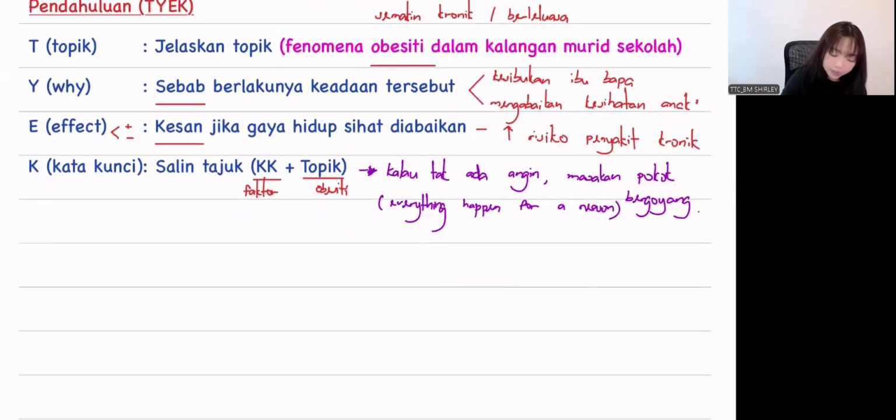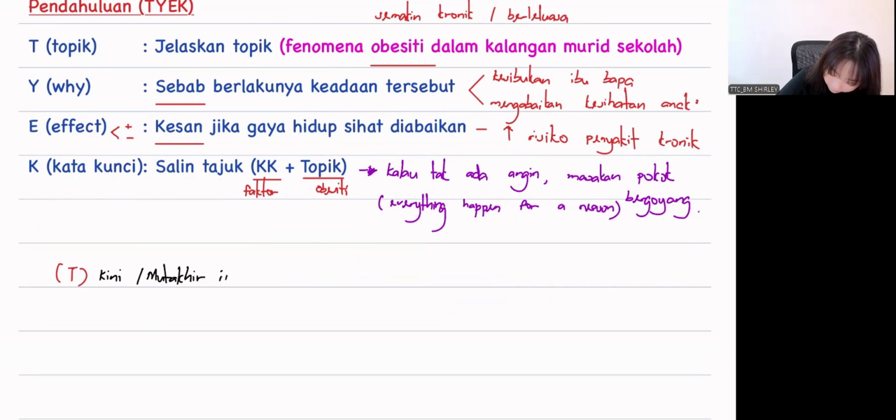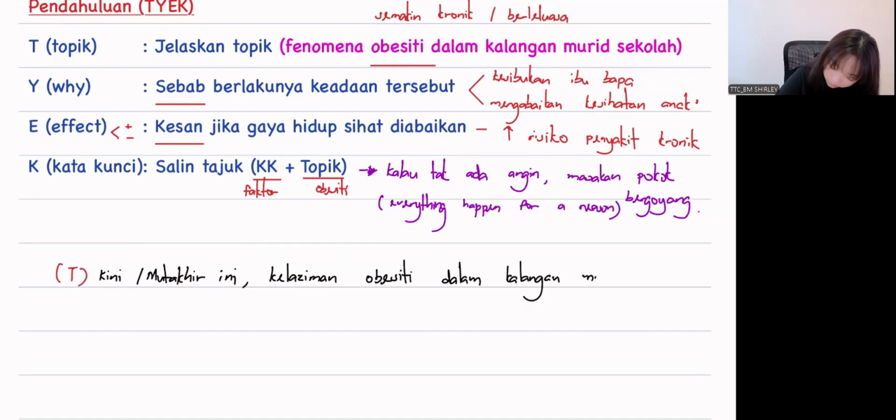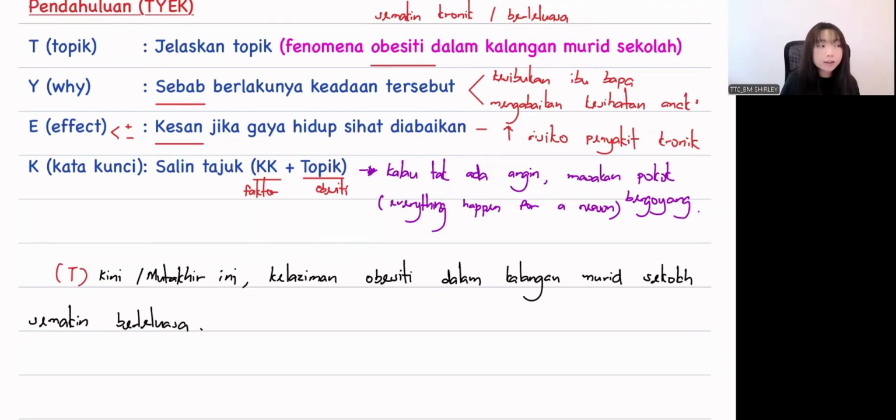Okay? All right. So when I start writing this essay, the first one, I will start off with the topic, of course. So you may start off with nowadays, kini, or you may write mutakhir ini. Okay, so it means nowadays, recently, kelaziman, it means kebiasaan. Obesity dalam kalangan murid semakin berleluasa. So this is what we have mentioned just now lah, semakin berleluasa.